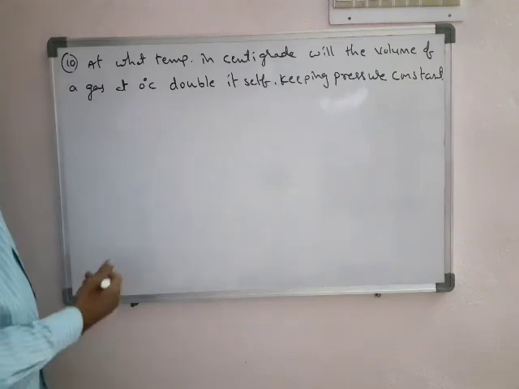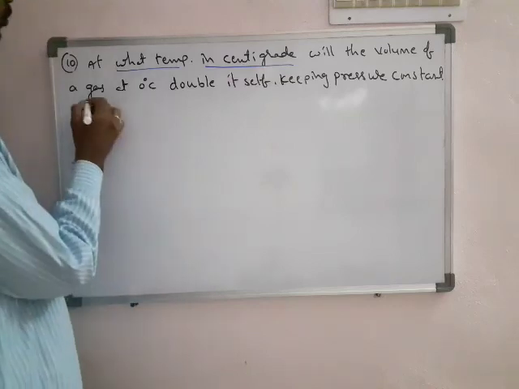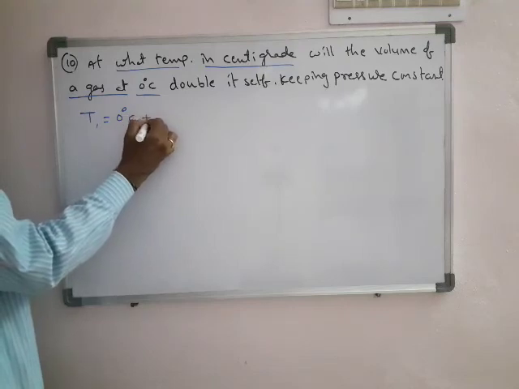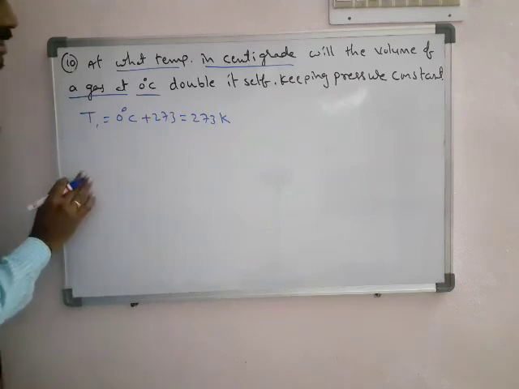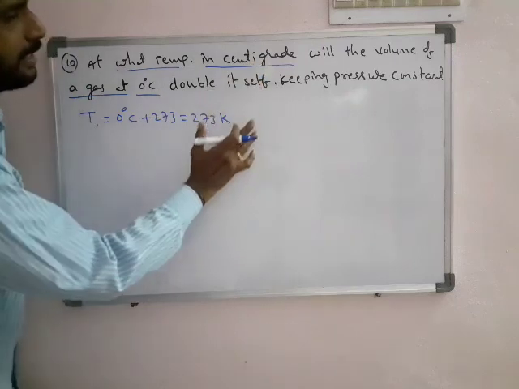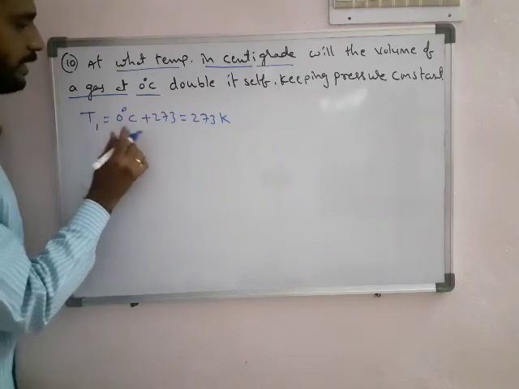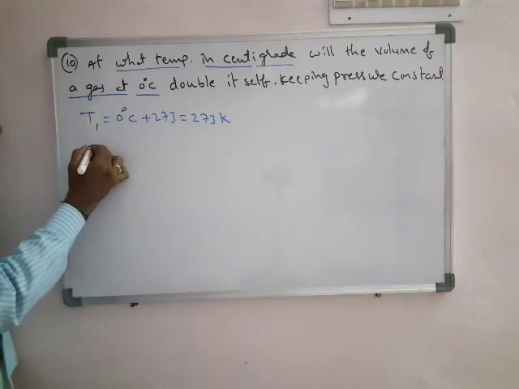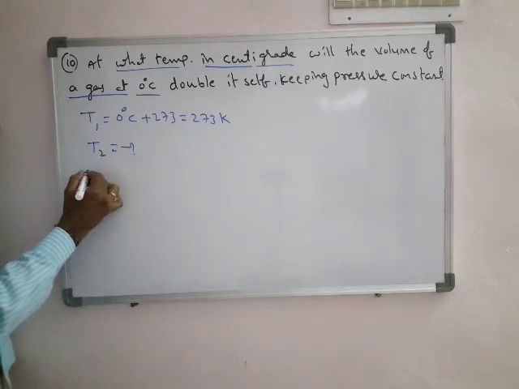See the last one. At what temperature in centigrade will the volume of a gas at 0 degrees Celsius double? T1 is given as 0 degrees Celsius, which is 273 Kelvin. It is asked in centigrade, but the formula uses capital T, so you must calculate in terms of Kelvin only. We need to find the final temperature.